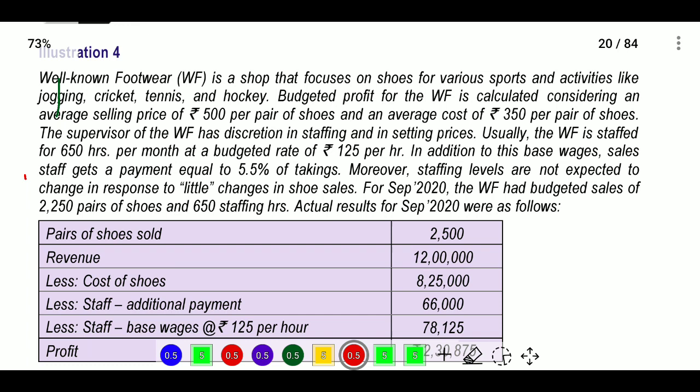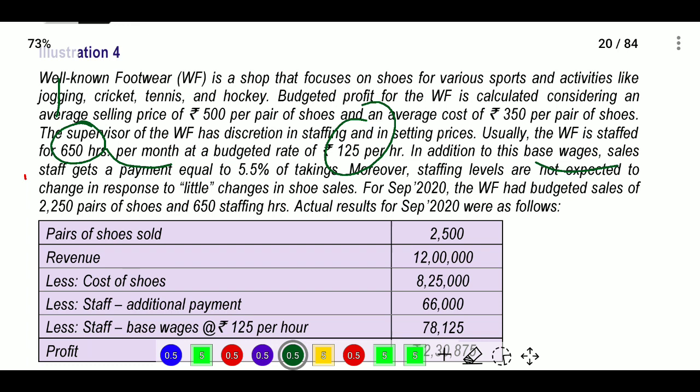For that we will get the sales value contribution, and they provided the average cost, that is the variable cost. Next, the supervisor has discretion in staffing and in setting prices. The shop is usually staffed for 650 hours per month, at a budgeted rate of 125 rupees per hour. This base wage is related to direct labor.